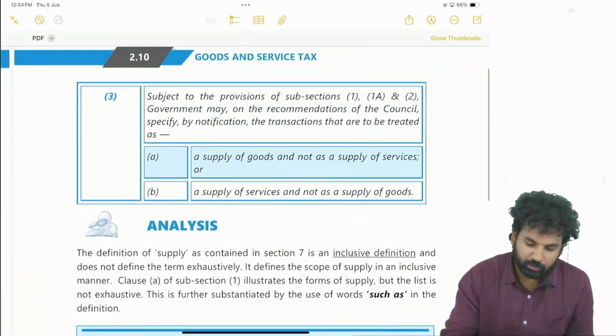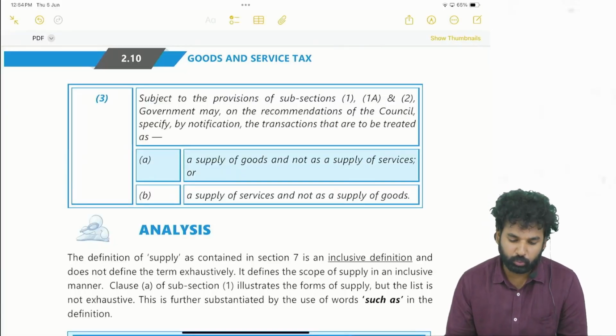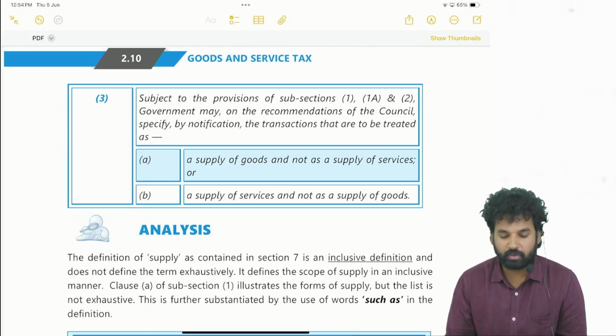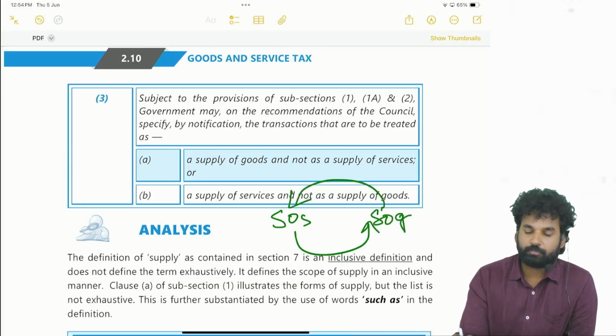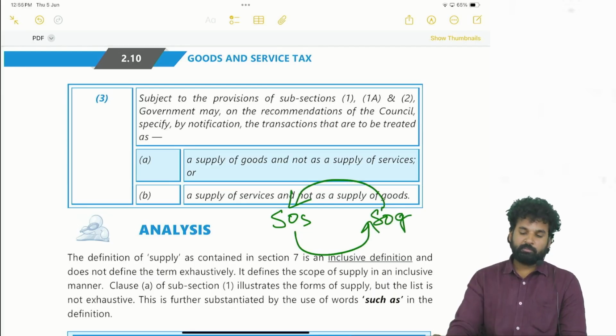See here, subject to the provisions of subsection 1, subsection 1a, subsection 2, government may on the recommendations of the council specify by notification the transactions that are to be treated as supply of goods and not as supply of services. That means the government has the power to intervene and say that a supply of goods will be treated as supply of service, or vice versa. Clarifications are very much important, not just the sections.